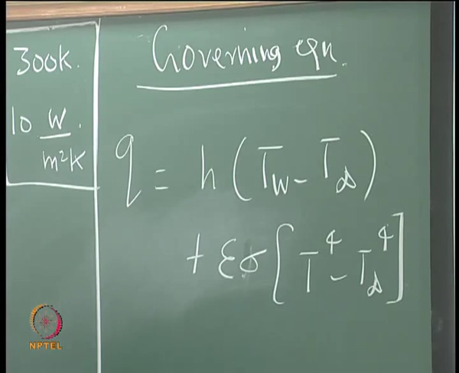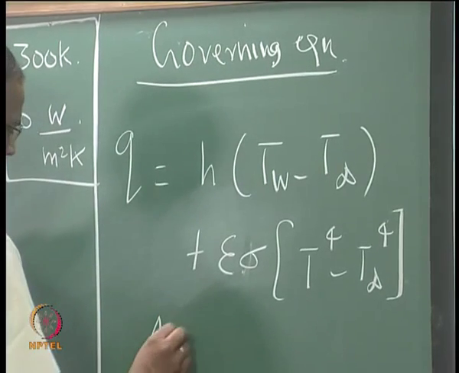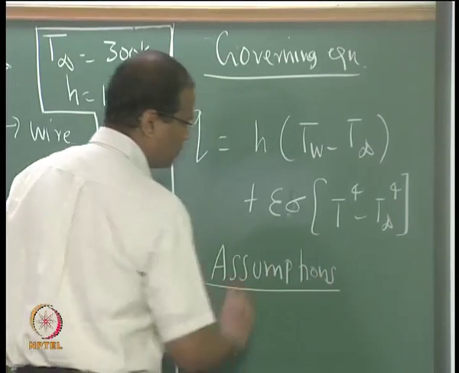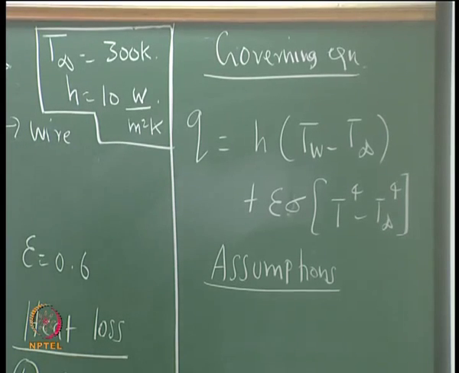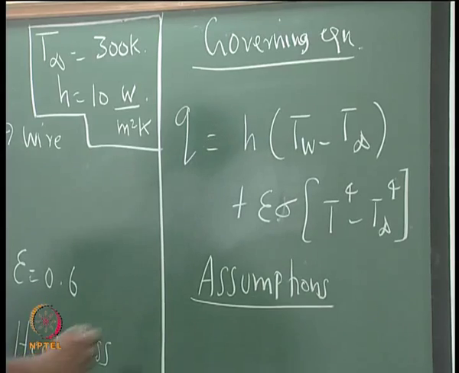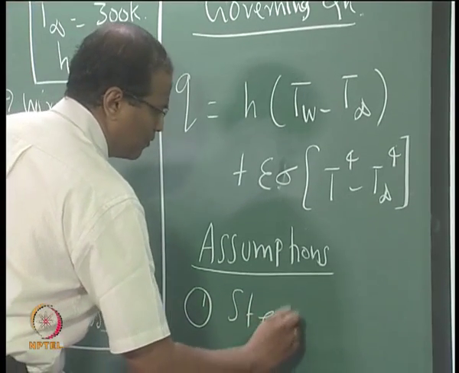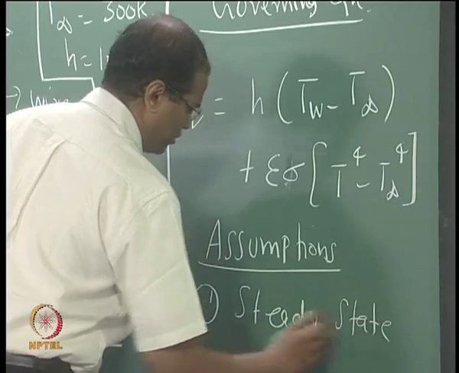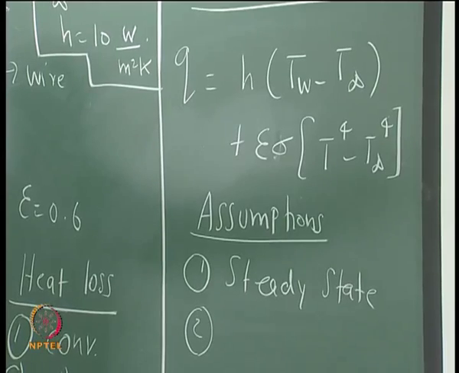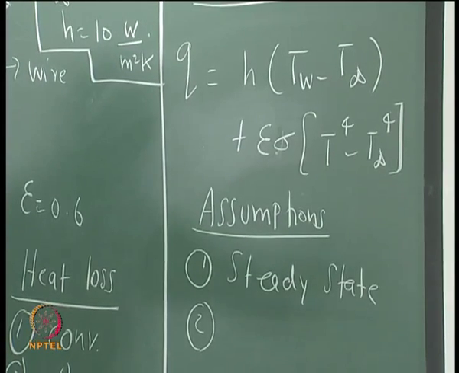When you write an equation like this, what are the inherent assumptions in that? How could you just write it like that? Steady state is all right, okay, steady state number 1. Then, Vinay: uniform wire temperature. The wire has uniform temperature.